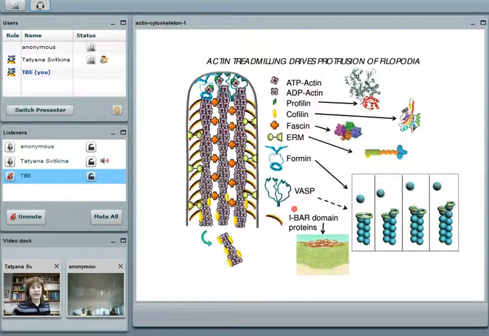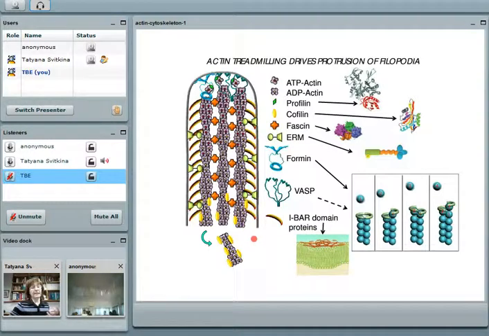And finally, there is a family of proteins which are called I-BAR domain proteins, which can bind membrane and bend it, because they have this curved membrane-binding surface. When they bind, the membrane is curved. And these proteins associate with the membrane in filopodia and help to maintain its cylindrical shape.